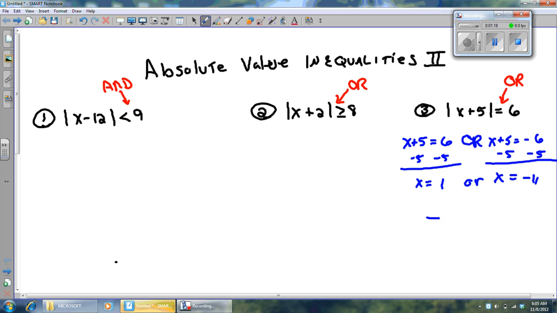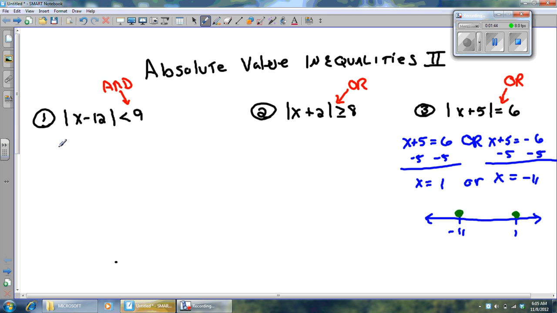And if you graph that on a number line, it would be a real simple graph. Negative 11, you got 1, and you would just have a point on each of them. There wouldn't be any shading because there's only 2 answers. Okay, that's what an OR looks like. Should be real simple for you. I don't want to spend a whole lot of time on that. An equals, that is.